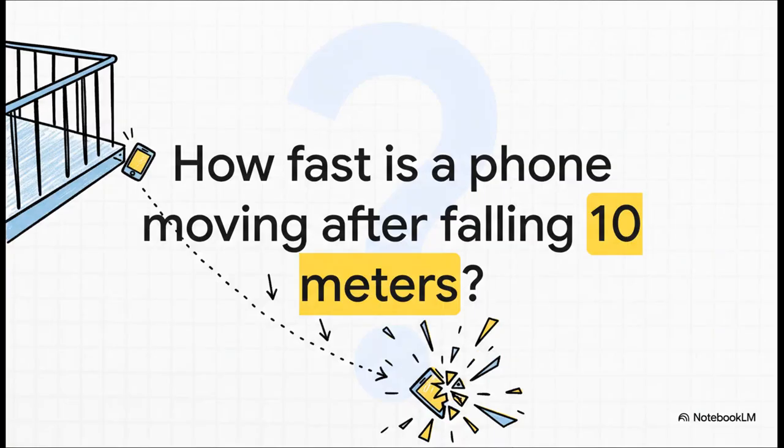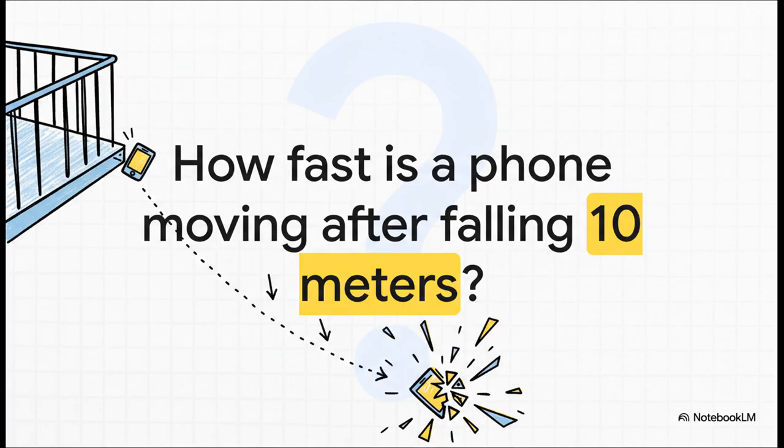Okay, let's picture this. It's a relatable and, let's be honest, pretty terrifying situation. You're up on a 10-meter balcony, you lean over and, oops, there goes your phone. Now, as it's plummeting towards the ground, the good physics student in you starts wondering, just how fast is that thing moving right before it completely shatters? Seems like a pretty standard problem, right?